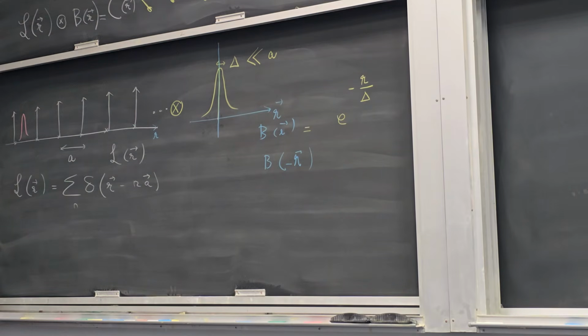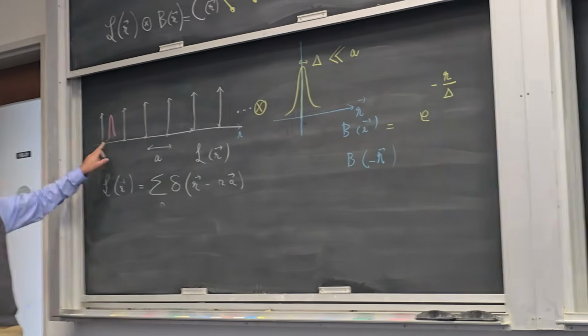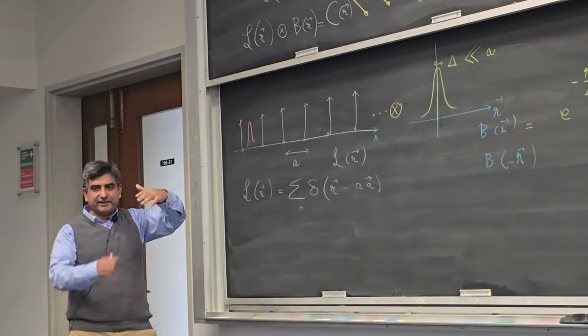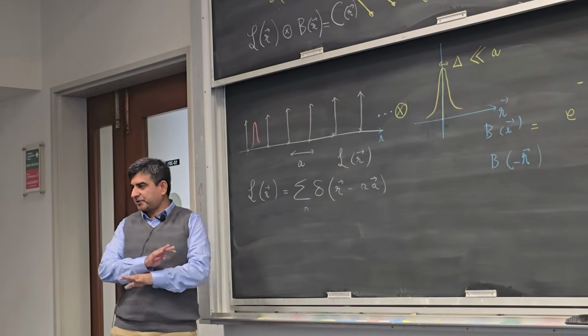So the original lattice function is 0 everywhere. If this function, which is being swept, happens to lie in an interval where the lattice function is 0, then I take the product of the two functions and I'll get 0.